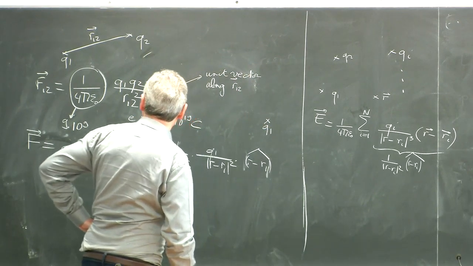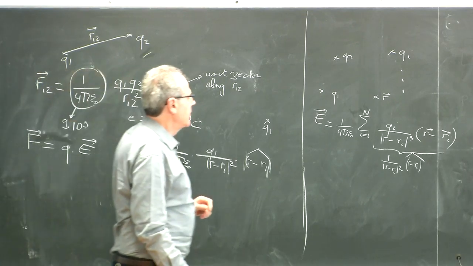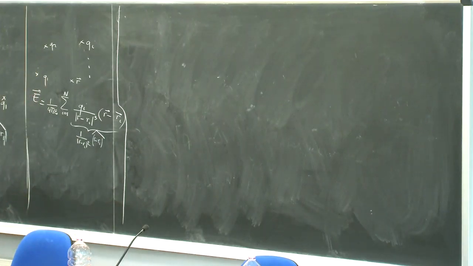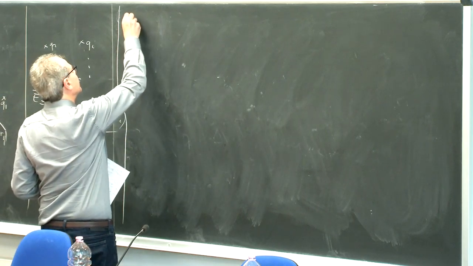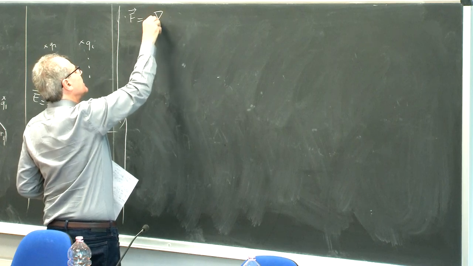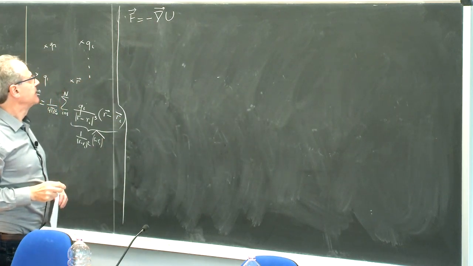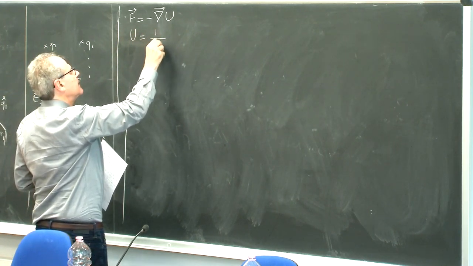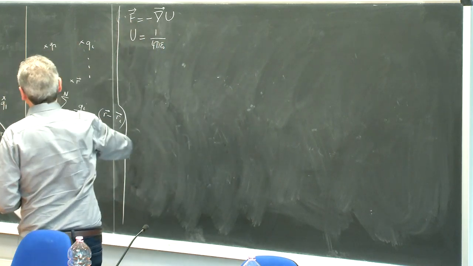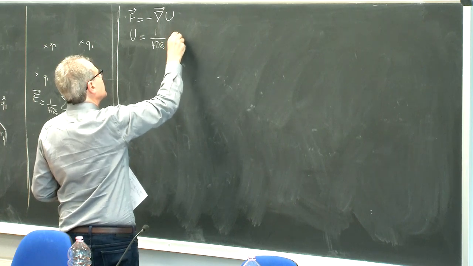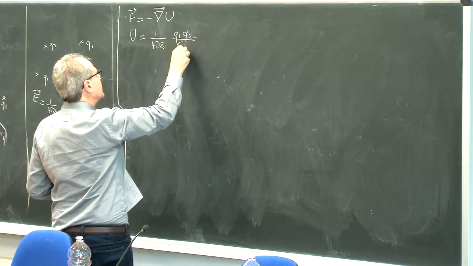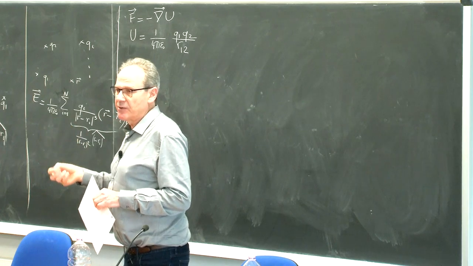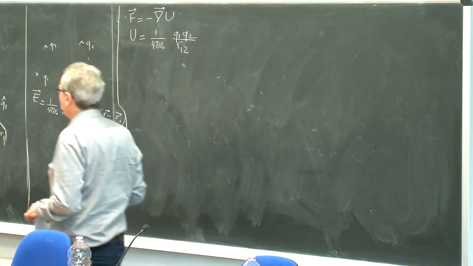So now, if we look at the force and the work of the force, we see that the force can be written as minus the gradient of a certain potential energy. The potential energy is U equals 1 over 4 pi epsilon 0, for F12 between 1 and 2, and this is just Q1 Q2 over R12. So that's the potential energy of two charges at distance R12 in this configuration.